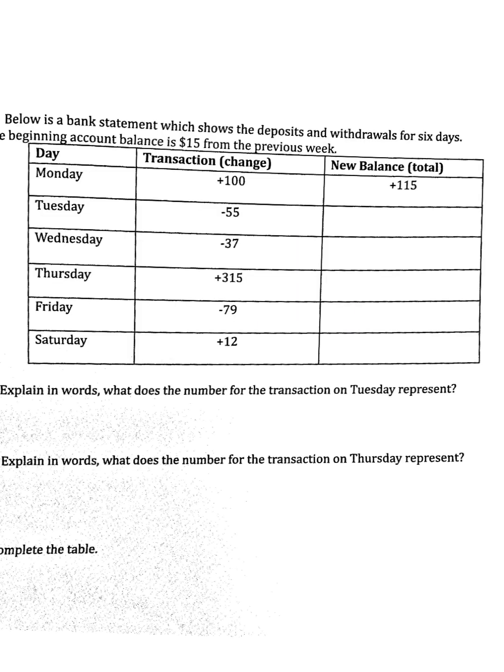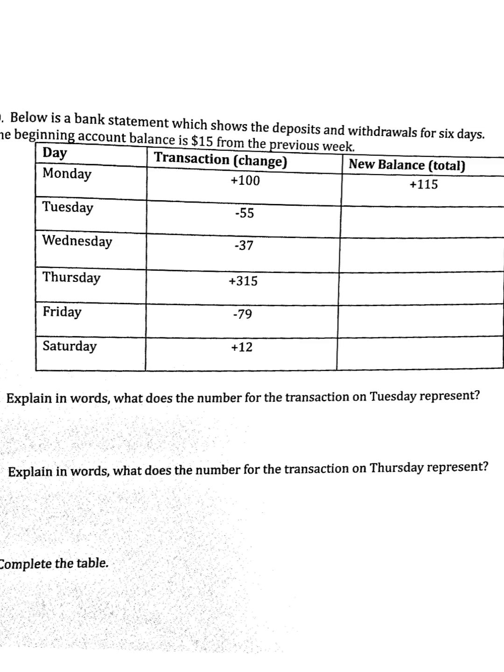Last page is all about real world scenarios here. So we're going to talk about the bank, deposits, and withdrawals. The beginning balance was $15 from the previous week. So if we deposit, which is the plus, the positive number, then the new balance would be positive 115 in the account.